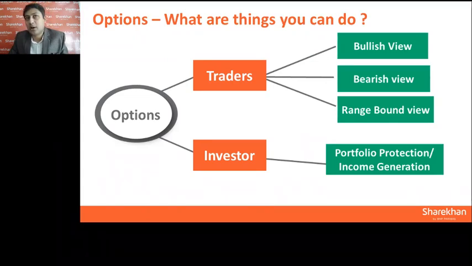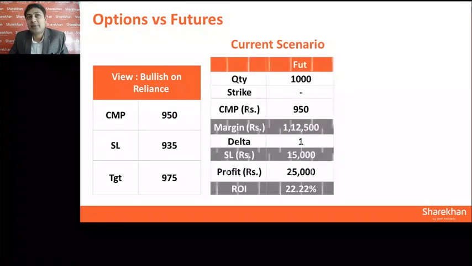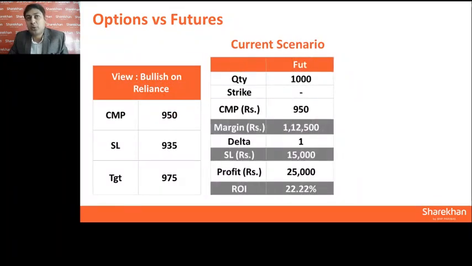In a small example of how options are more beneficial than futures, if Reliance is trading at 950 rupees and you take a trade with a stop loss at 935 for a target of 975. When you trade into futures, you have to pay a margin of 1,12,500 rupees and you have to put in another 25,000 rupees as M2M provisions. So you need close to 1.5 lakh rupees. Stop loss is close to 15,000 rupees and profit is around 25,000 rupees, because 1,000 shares into 25 rupees of upside from 950 to 975. Rate of return on investment is close to 20-25%.